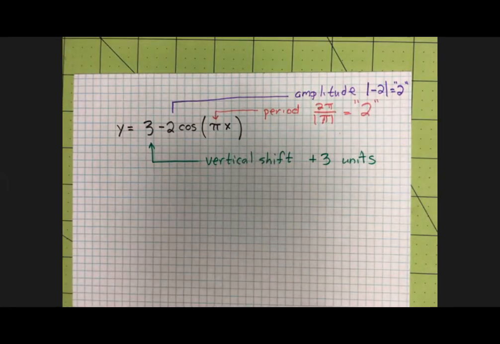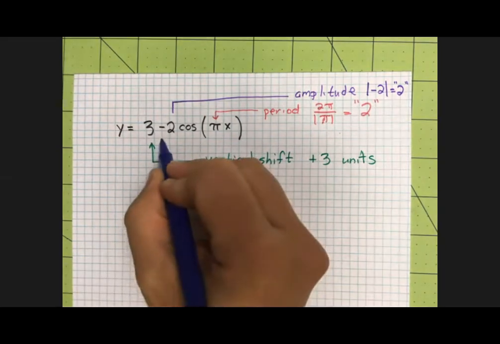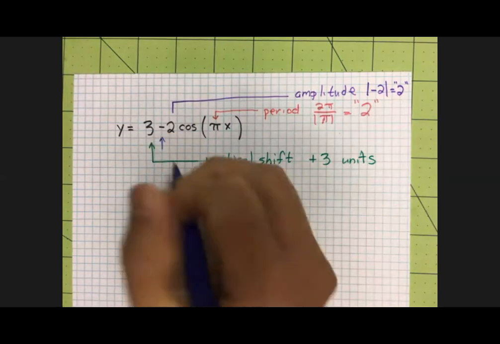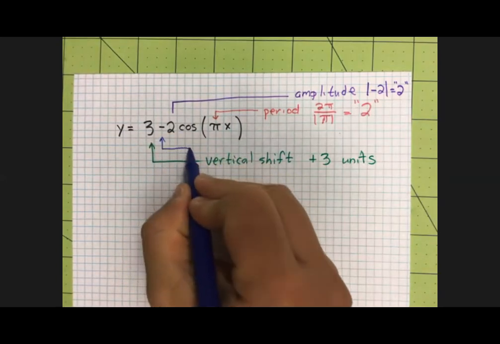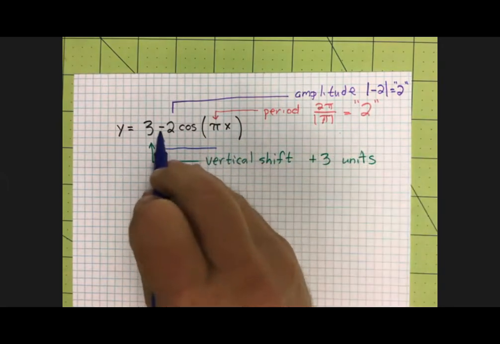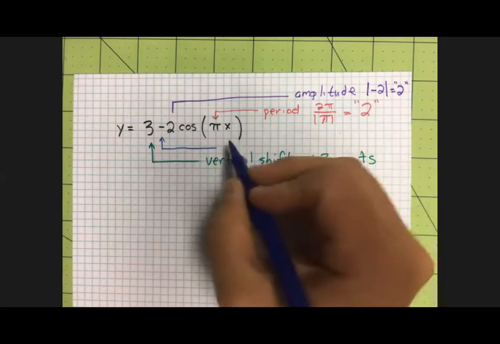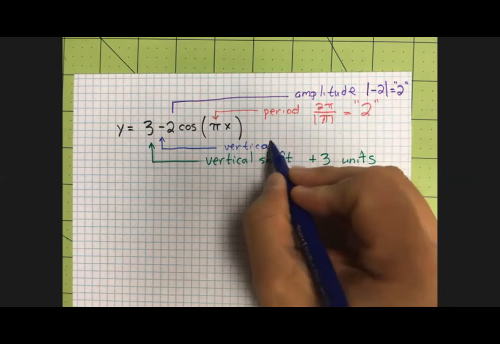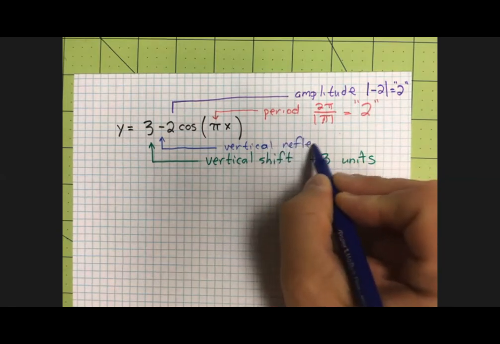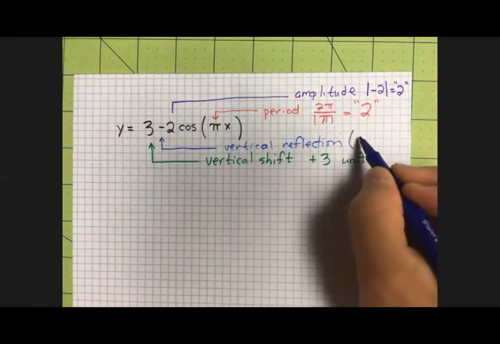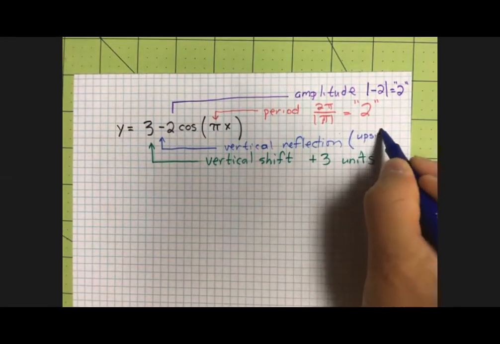And one more thing. I need another color. This minus sign here says what? Even though the amplitude is 2, this minus sign here flips the graph upside down. It's like vertically reflected. Every point that used to be positive when it comes out of here is now negative. This is a vertical reflection. Or if you want to say it in plain English, the graph is upside down.